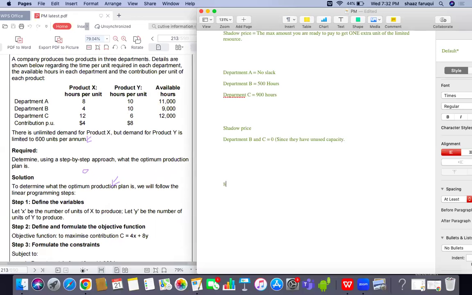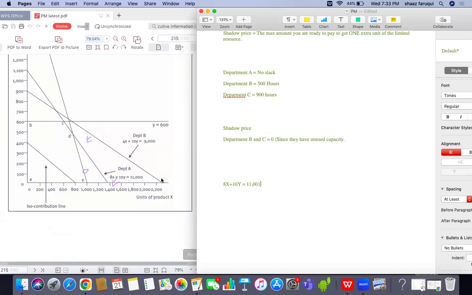Department A equation is 8x plus 10y is equal to 11,000. But I'm just pretending, what if I get one extra unit of department A? Just one. Also, what was y? Y is equal to 600. So think about it, 8x plus 10 into 600 is equal to 11,001.